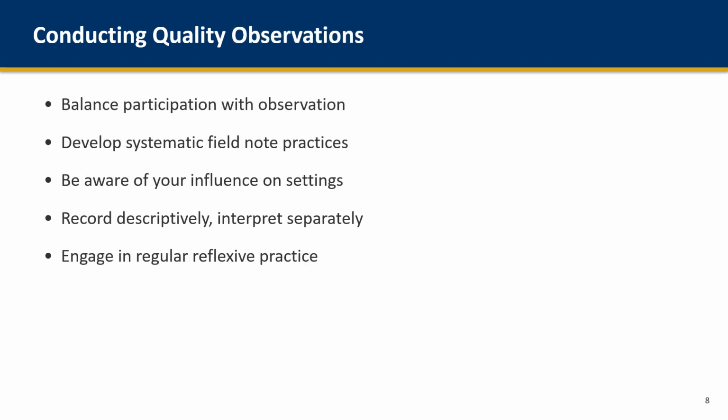Observational research requires skills distinct from other data collection methods. Excellence develops through deliberate practice and reflection. Balance participation with observation according to your role. Complete observers focus entirely on watching and recording. Participant observers engage in activities while also observing. Your chosen role determines how you behave in the setting, but even complete observers influence settings through their presence. Find the balance appropriate for your study.